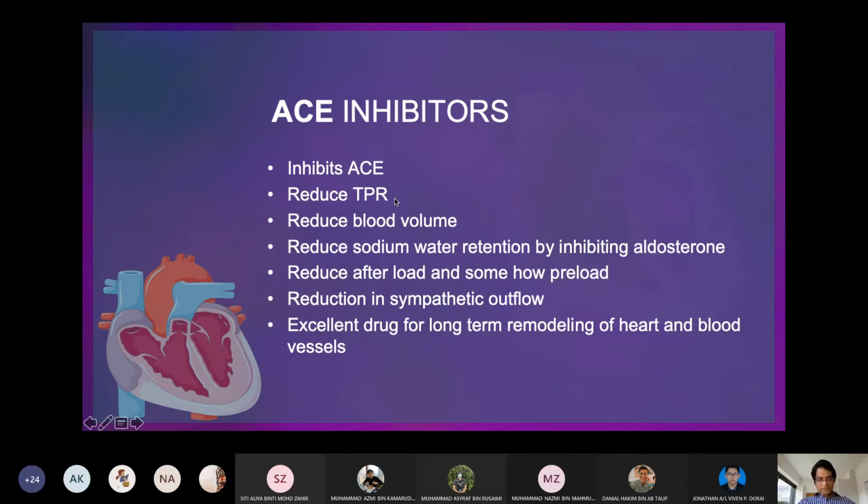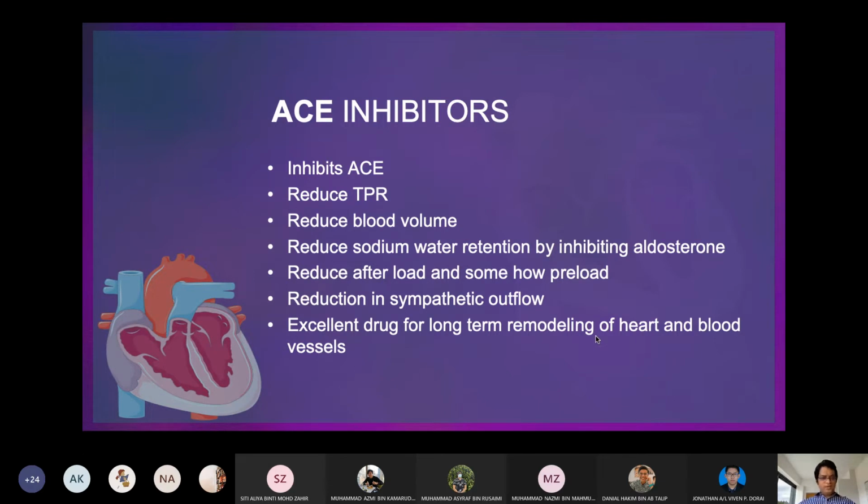So it reduces total peripheral resistance, so it decreases preload and afterload and decreases blood pressure. See here, sodium restriction, reducing preload, reducing afterload, also reducing sympathetic outflow. An excellent drug for long-term remodeling of the heart and blood vessels. So in year 3, year 4, if anybody asks you to name the drugs used for heart failure: diuretics, ACE inhibitors. Then keep quiet.